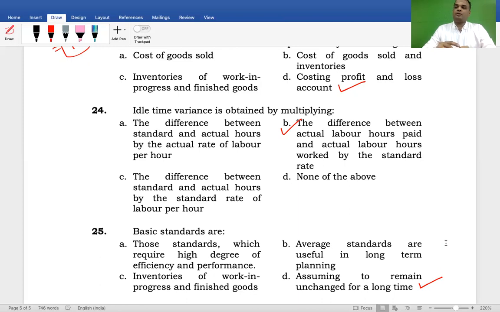Transfer to costing P&L, that's easy. Happy? Yes, sir. Good, good.